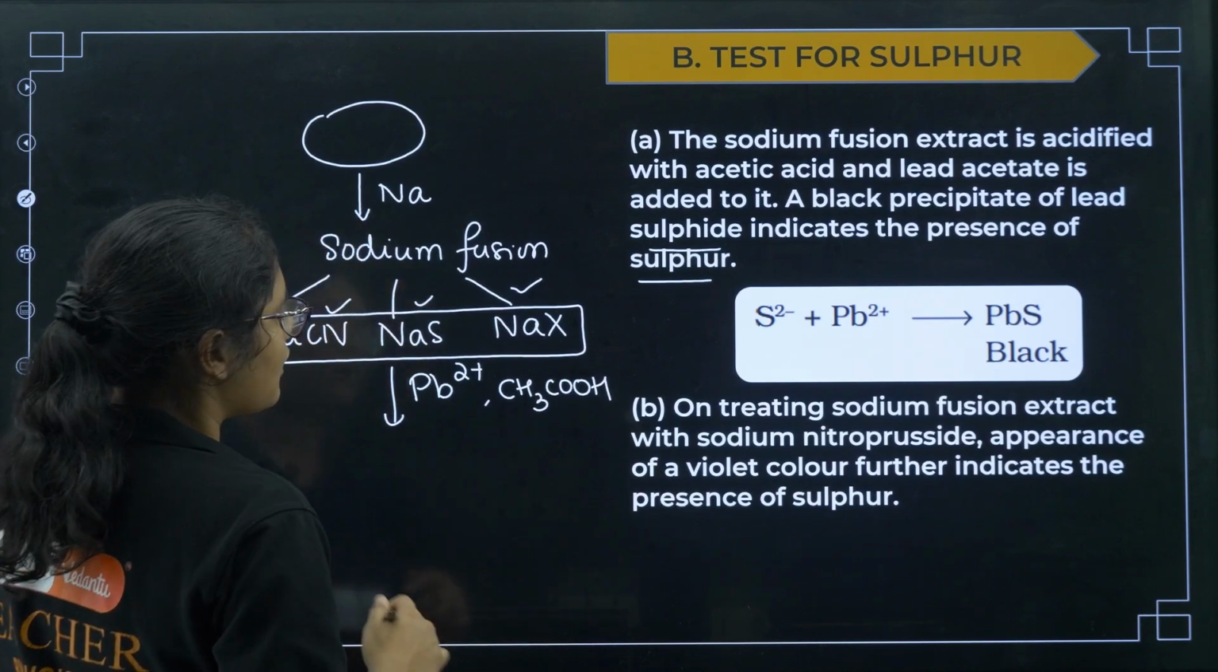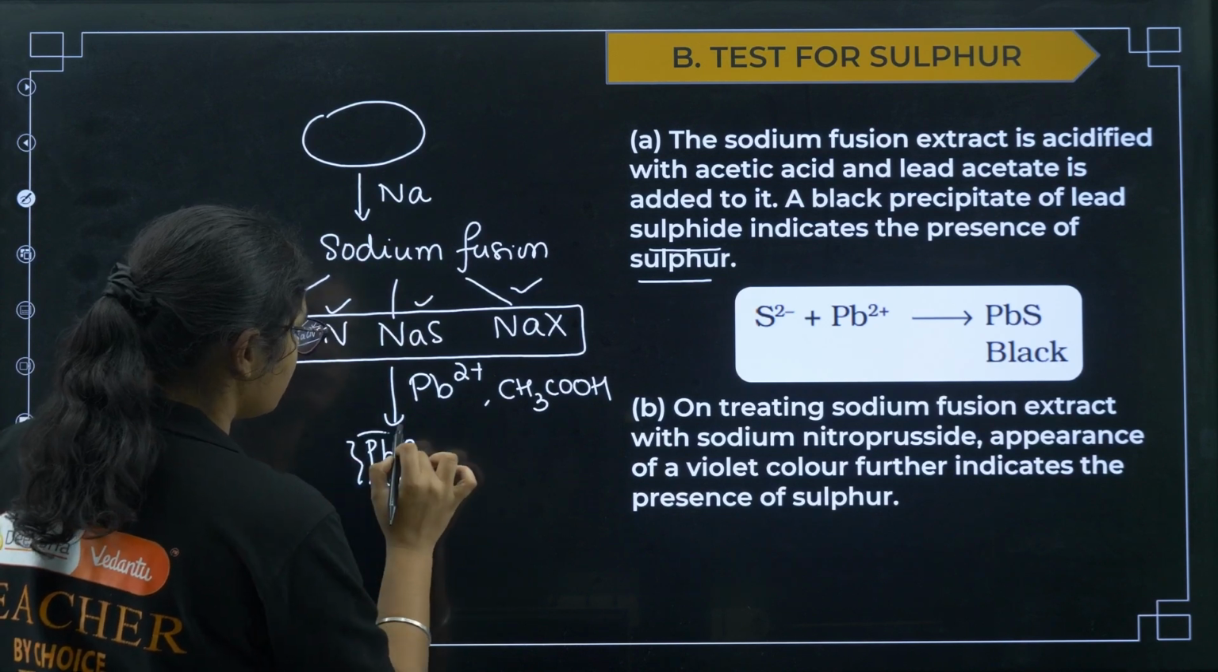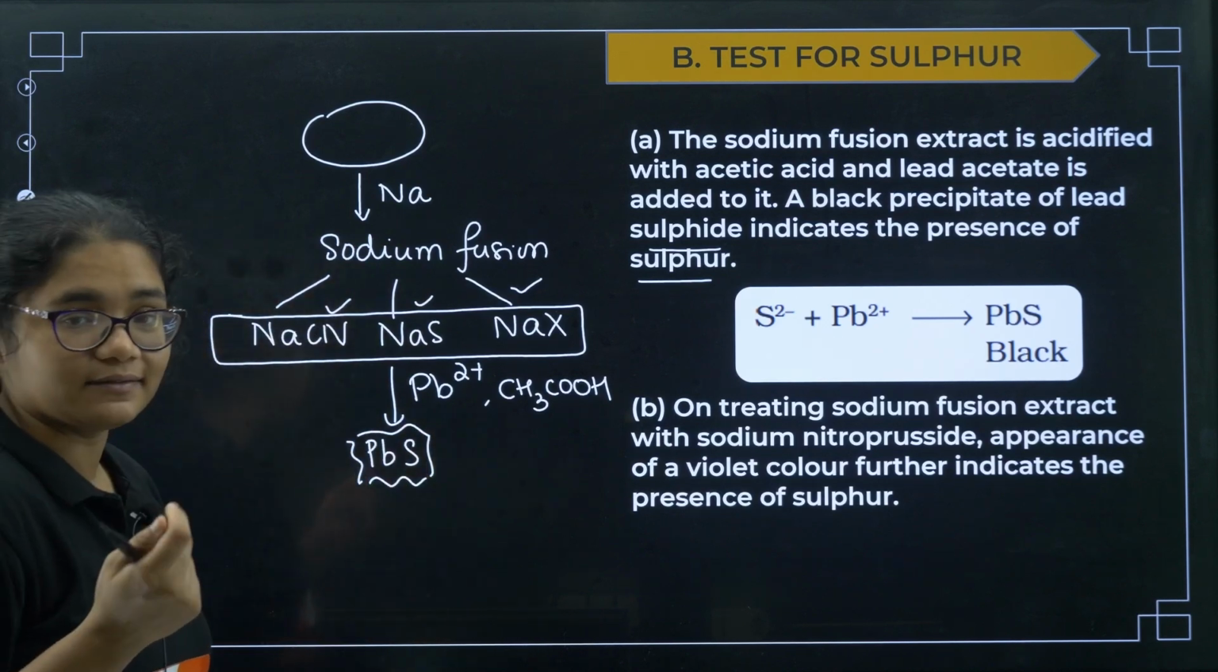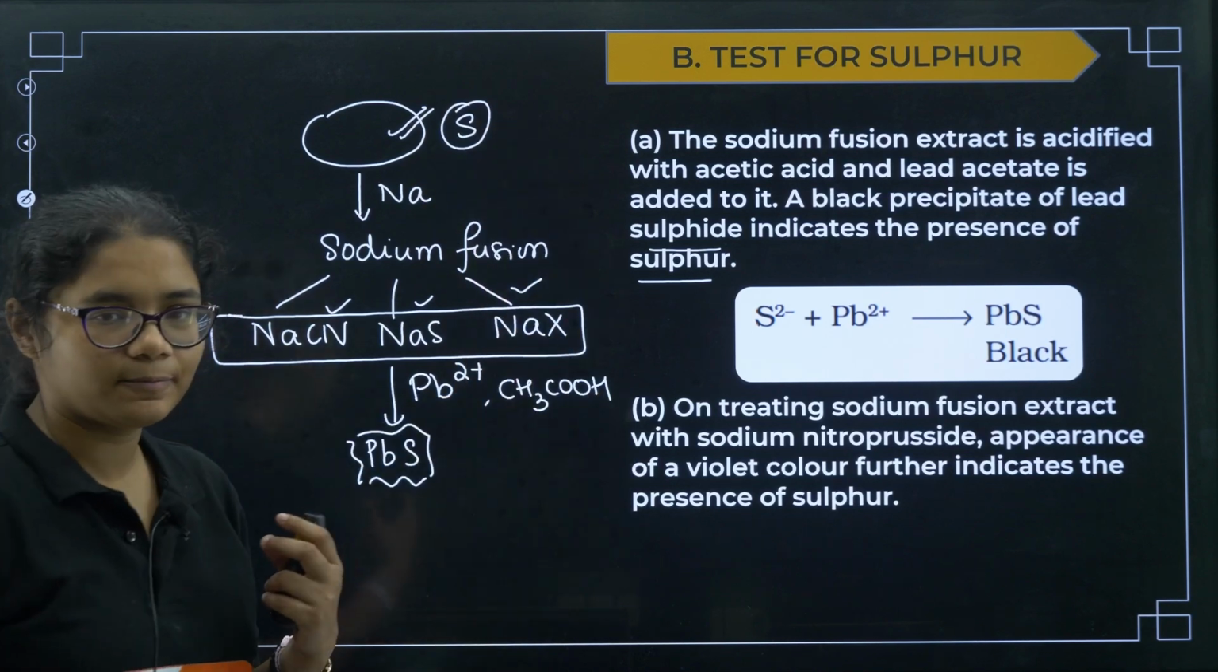Okay, so now we can find a black precipitate here. If we are getting some black precipitate, then I can confirm that this compound has sulfur in it, right?